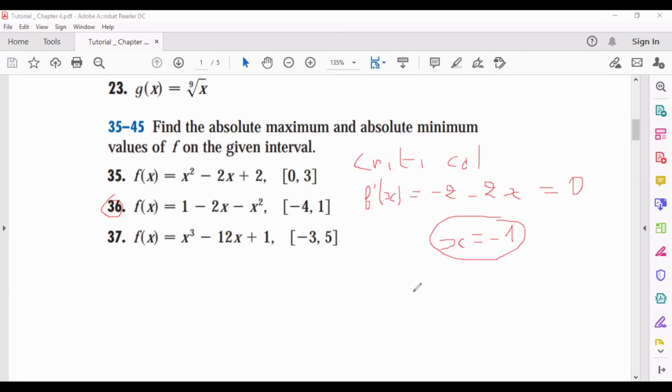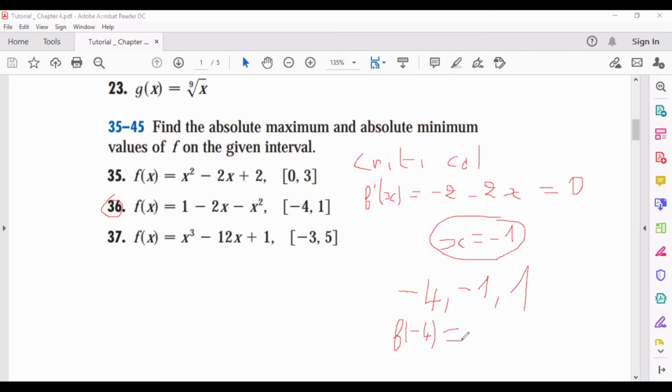After the critical number, what do we do? We add the end points. If you remember, go back to section 4.1 and you will find we add the end points. We have minus 4, minus 1 and 1. We have 3 points. Is it clear, guys? We have 3 points: the critical number and the end points. What we have to do is evaluate f of minus 4, f of minus 1 and f of 1. We check the output for the 3 points.